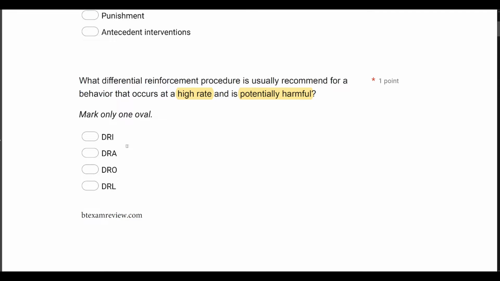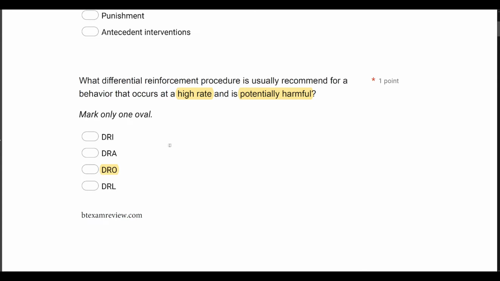So DRI and DRA are effective at teaching a particular replacement behavior, but they can be slower because we're working really hard to get that replacement behavior reinforced, not just extinction. But with DRO, we are reinforcing in the absence. So anytime this high rate, potentially harmful behavior isn't occurring, we'll be delivering reinforcement. We're not too worried about what we're reinforcing at this time. We just know we need to decrease this potentially harmful behavior.